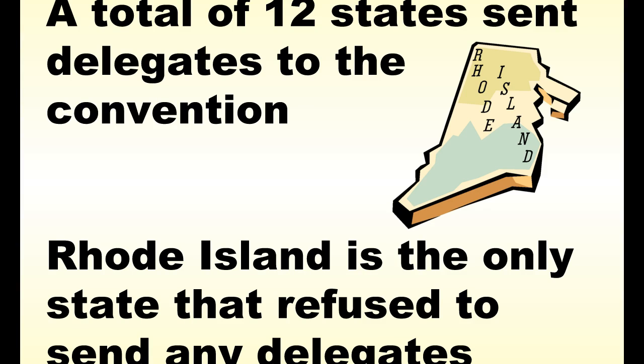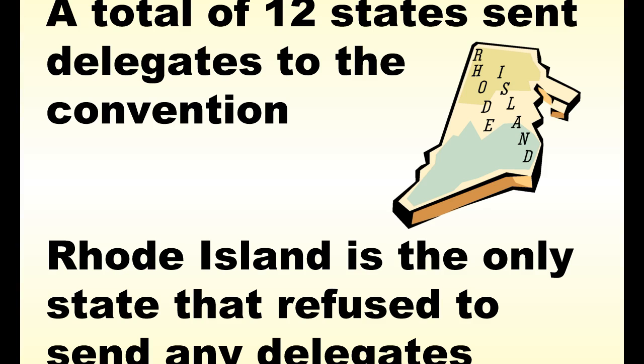There's 13 states, of course, at this point, and a total of 12 of the states sent delegates to the convention. The one state that did not was Rhode Island. There's some speculation that possibly Rhode Island did not send someone because there was a feeling that if they didn't have a unanimous decision, like we talked about with the Articles of Confederation, if they wanted to change things, it had to be all or nothing among the 13 states.